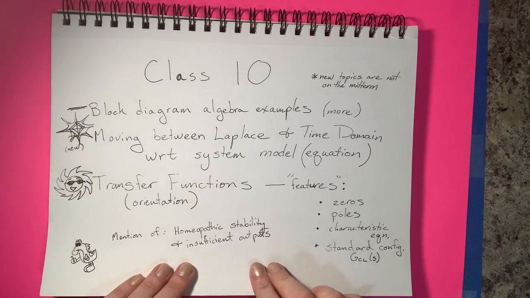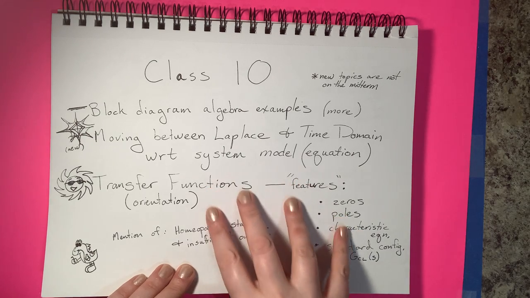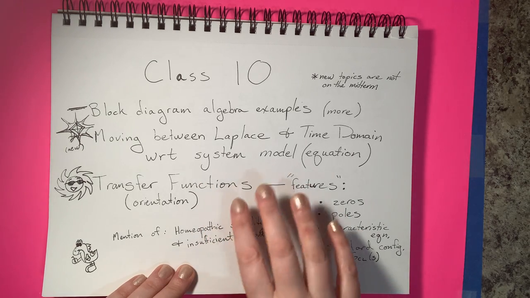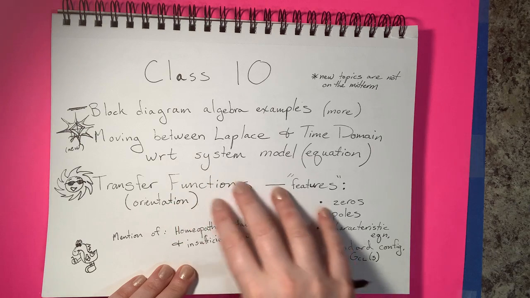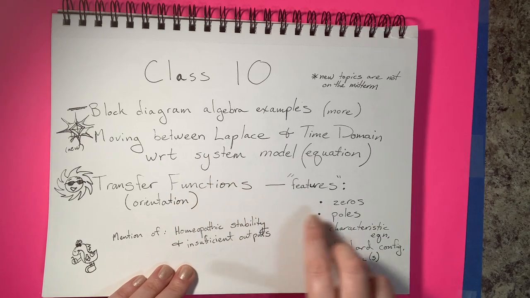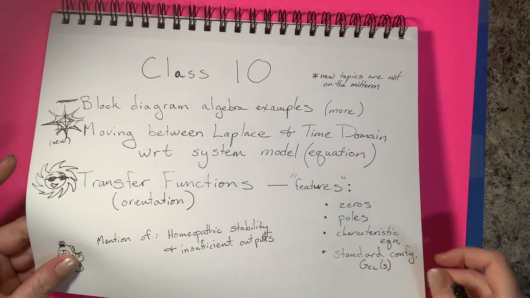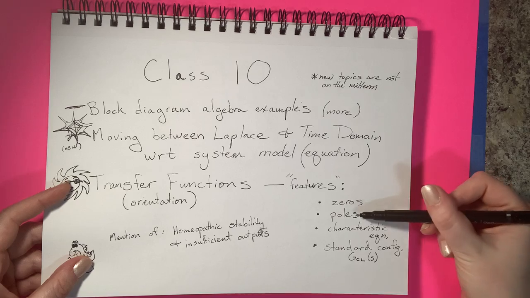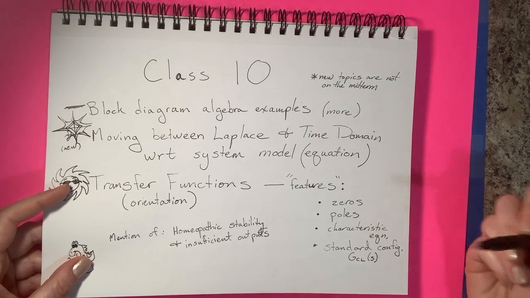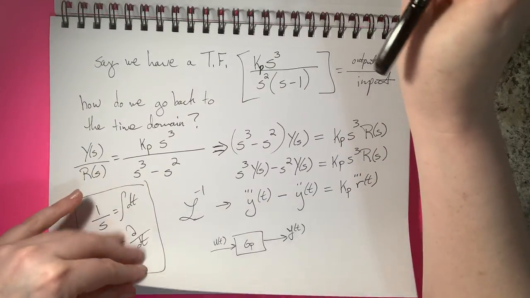All right, so the last thing that I really wanted to cover, and this is the bigger topic, is transfer functions, like an orientation, a kind of overview to them. What are their features and everything? Some of this may be a review to you, okay? All right, so zeros, poles, characteristic equation, and standard configuration.